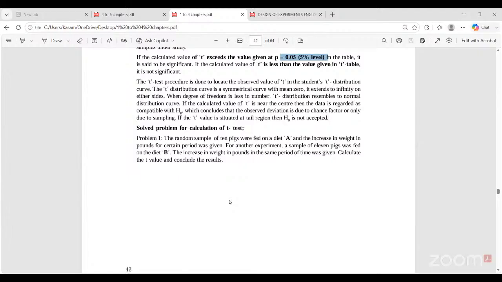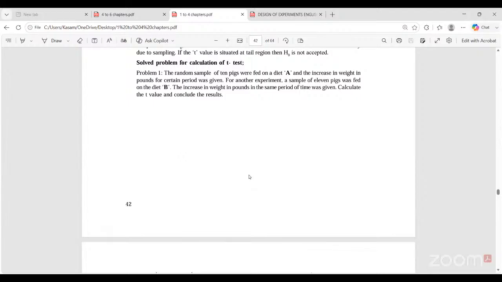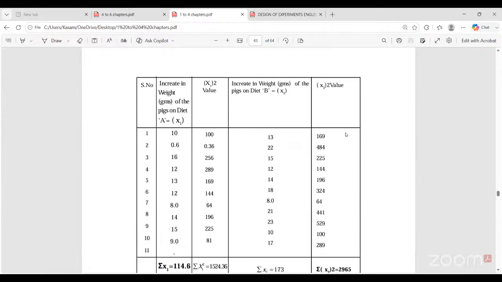See the one problem given here for your botany. I will tell you here. A random sample of 10 pigs was fed on diet A, and the increase in weight over a certain period was recorded. For another experiment, a sample of 11 pigs was fed on diet B. The increase in weight in pounds over the same period was given. Calculate the t. Carefully see here, all of you.